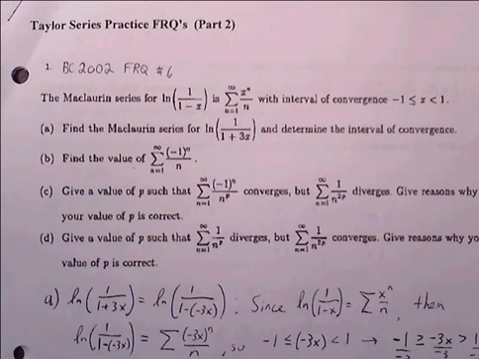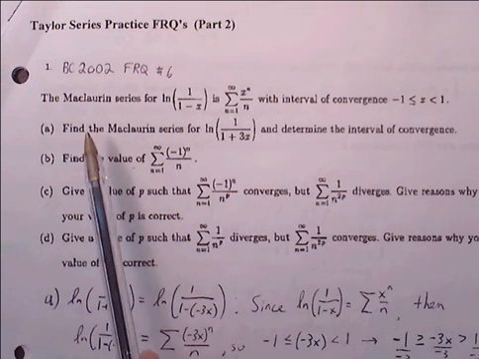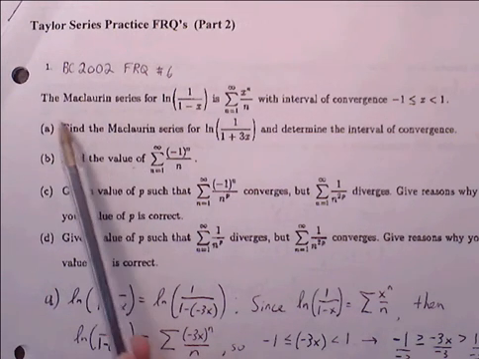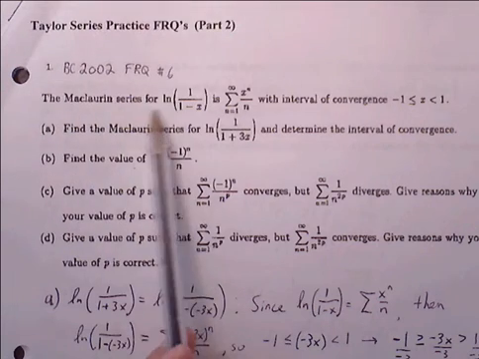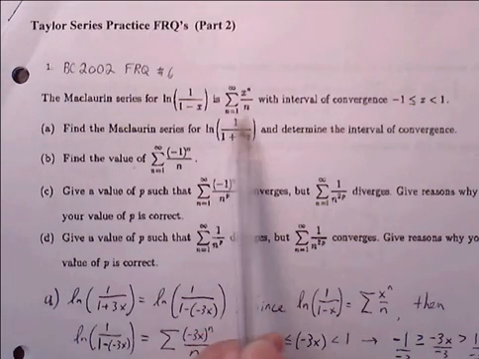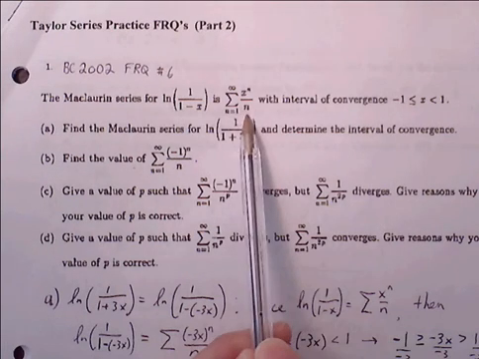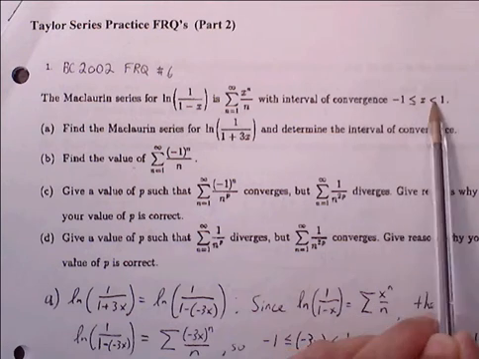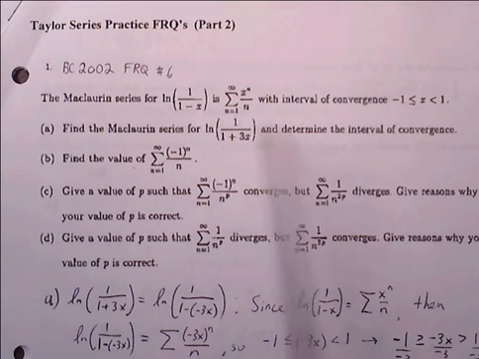Let's work through the BC review. This is Taylor Series Practice FRQs, Worksheet 2. Number 1 here, the Maclaurin series for natural log of 1 over 1 minus x is provided by this power series given by x to the n over n with interval of convergence from negative 1 to 1. Part A says find the Maclaurin series for natural log of 1 plus 3x and determine the interval of convergence.